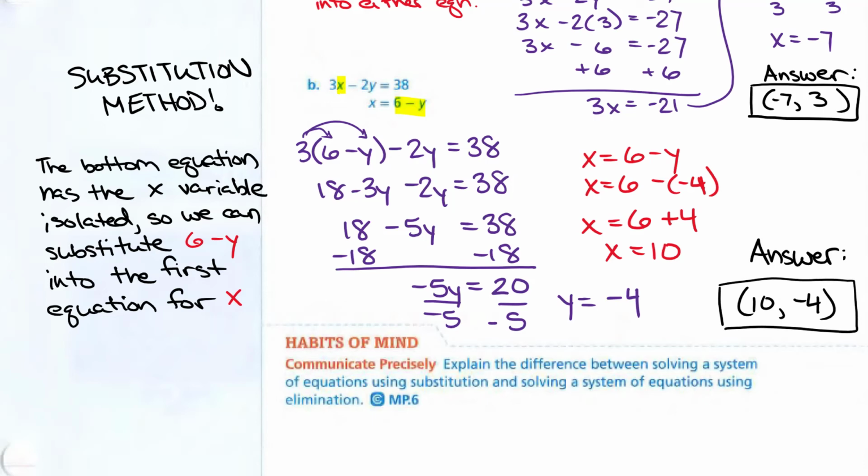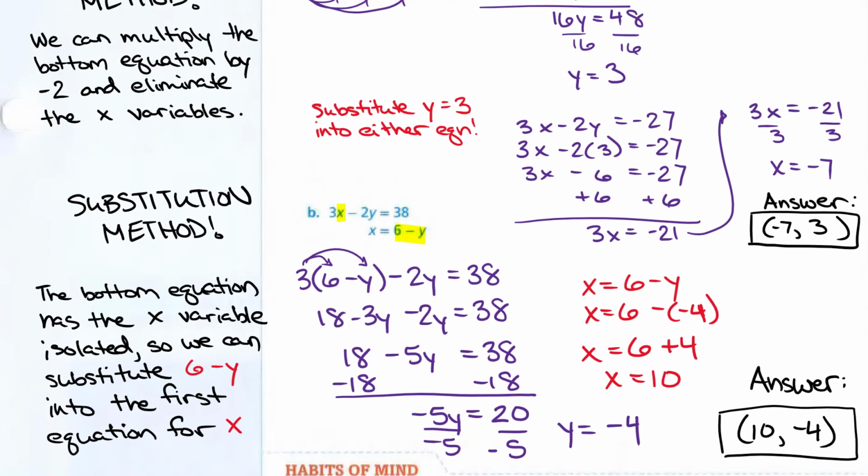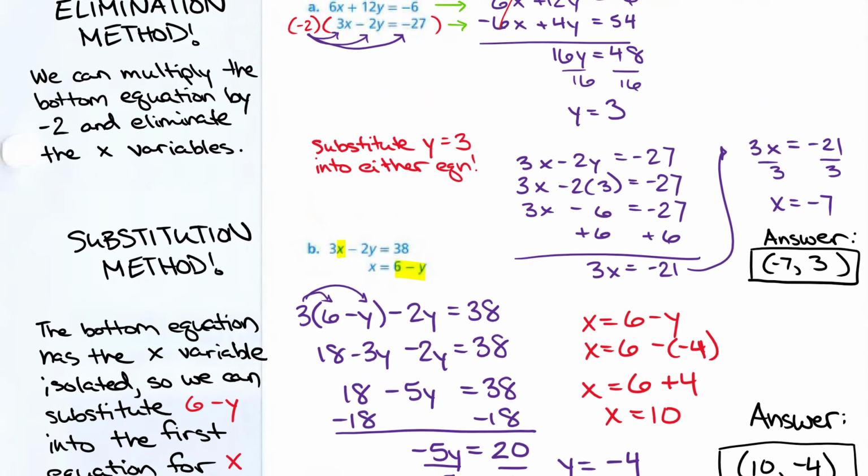So we've learned 3 different methods for solving systems of equations. There we go. And so in our first section, 4.1, solving our systems of equations by graphing. Then in 4.2, we learned our substitution method. And in 4.3, our elimination method.